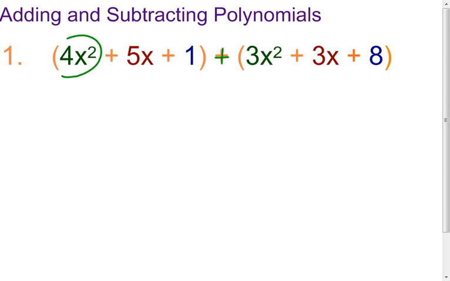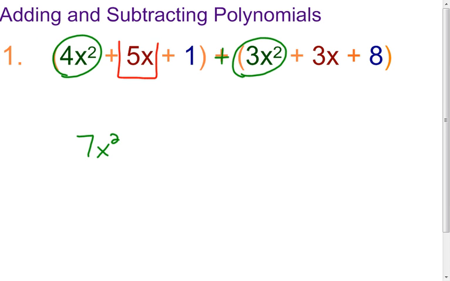So I am going to add 4x squared and 3x squared. 4x squared plus 3x squared, I only add the coefficients, or the numbers out in front. I do not add the exponents. And that becomes 7 of those x squareds. Then I'm going to go to my x terms. I'm going to keep my answers in descending order of my exponents, so I always want to pick the highest exponent first and then work my way down.